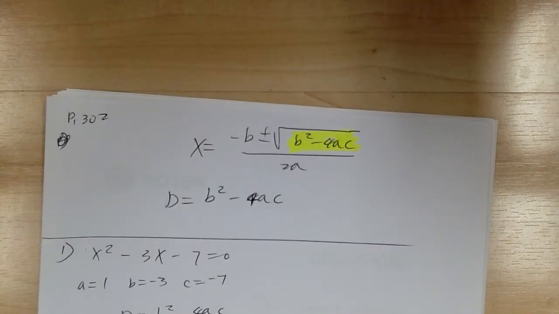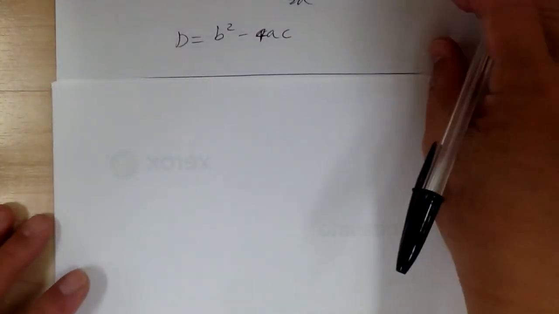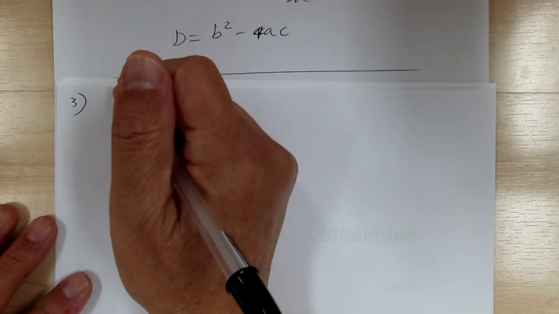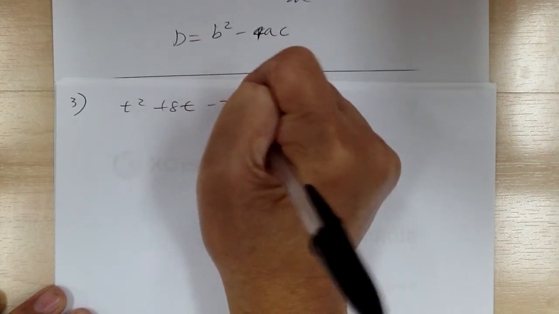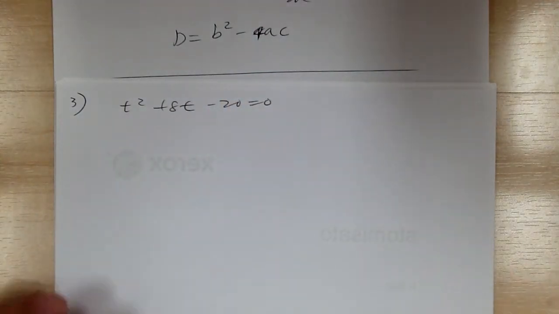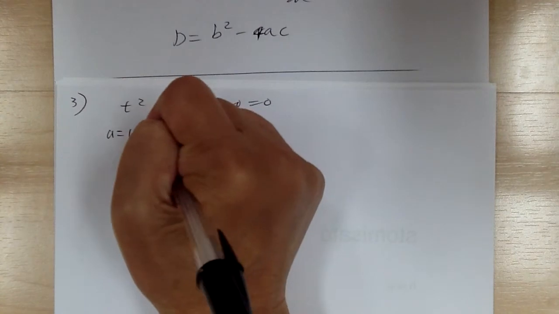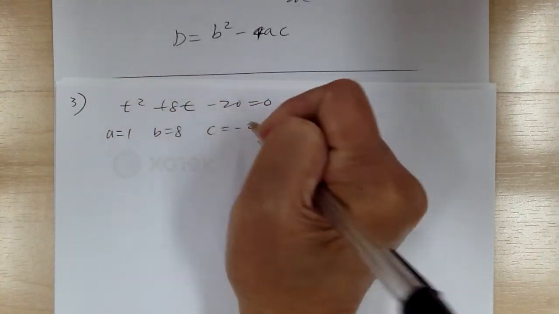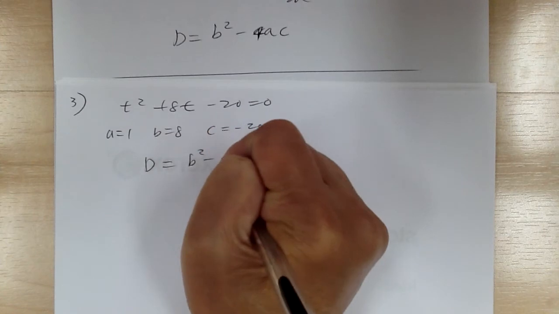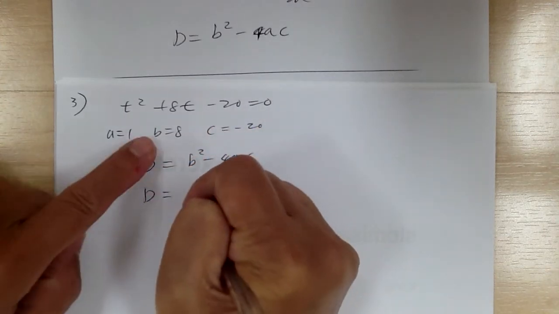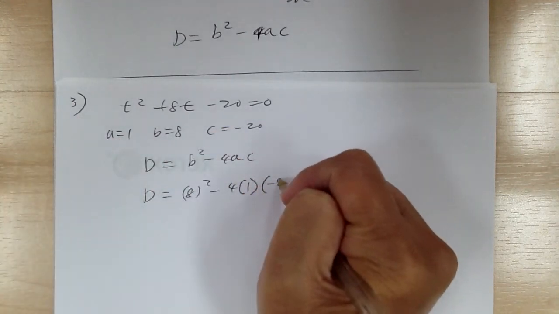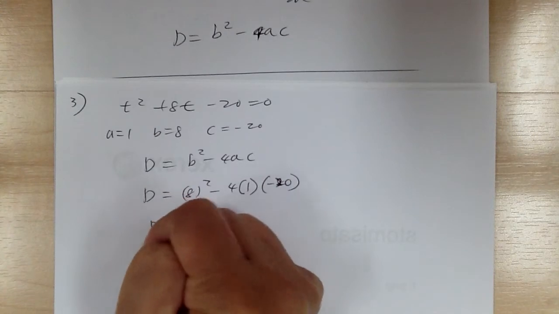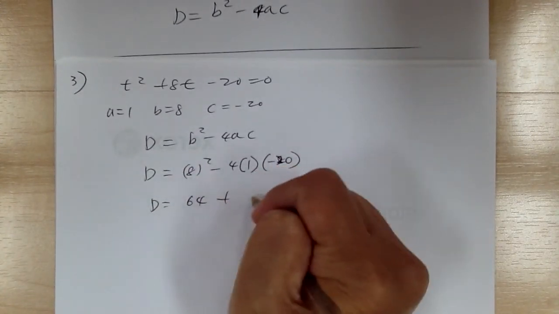Okay, let's go to number 3. We got t squared plus 8t minus 20 equal to 0. So a equal to 1, b equal to 8, c equal to negative 20. Again, d equal to b squared minus 4ac. So d equal to 8 squared minus 4ac. So d equal to 64 plus 80.